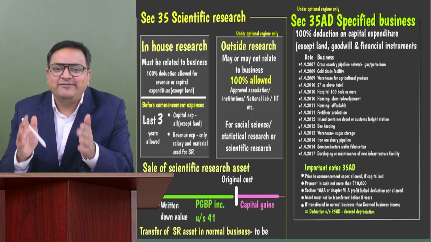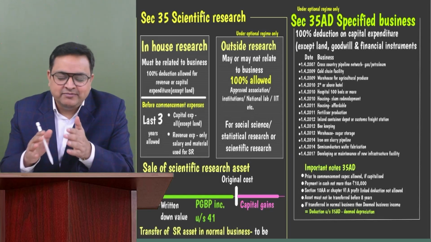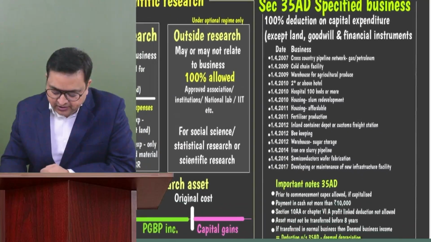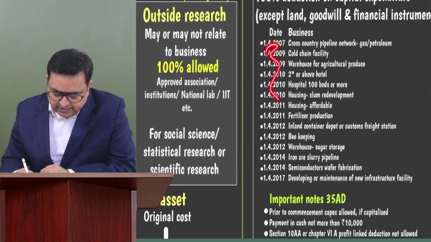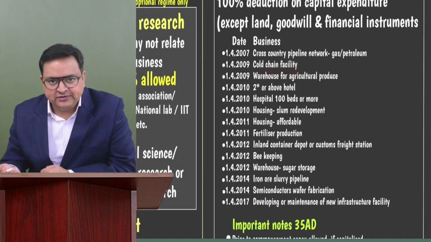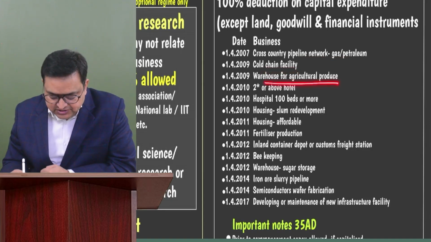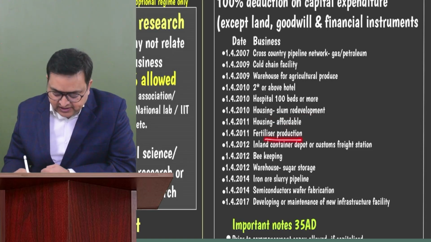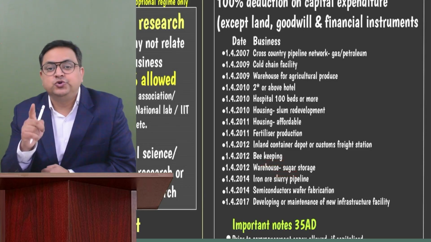Please remember the 35AD is only and only available under optional regime. It is not available under default regime, right? So this is only and only under optional regime. So you don't have to remember the dates, but you should know what these businesses are: cross-country natural gas pipeline, cold chain facility or cold storage for agriculture produce, warehousing for agriculture produce, 2-star or above category hotel, hospital of 100 beds or more, housing slum redevelopment, housing affordable housing scheme, fertilizer production, inland container depot or custom freight station, beekeeping business, warehousing for sugar storage.